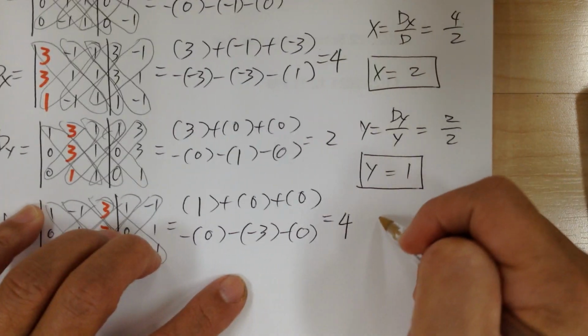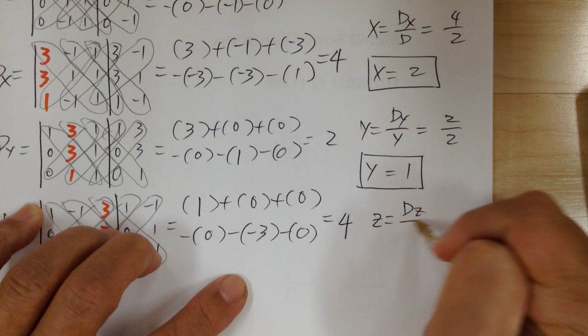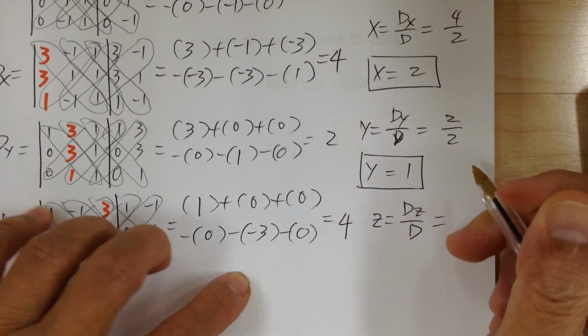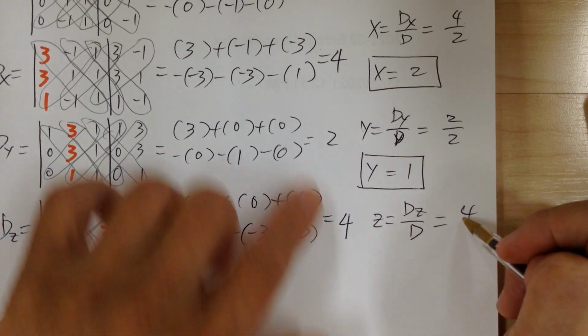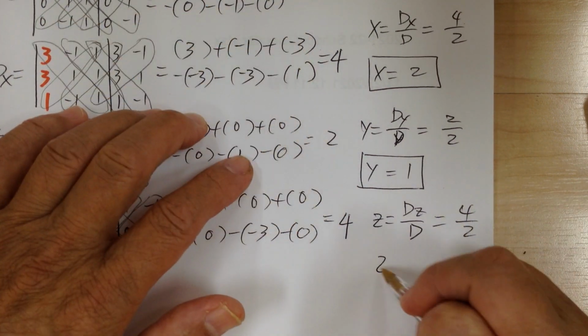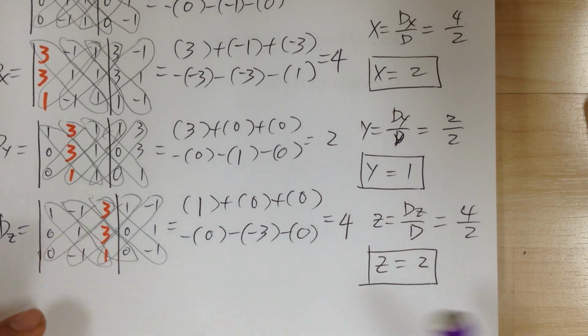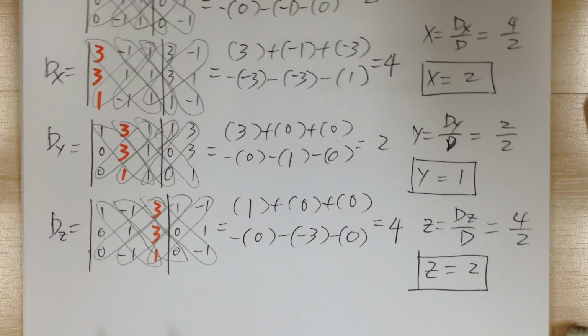Okay, so z equal to dz over d. So dz is 4 over d is 2. So z equal to 2. Okay, and that's it for this one. Okay, let's go to number 9.